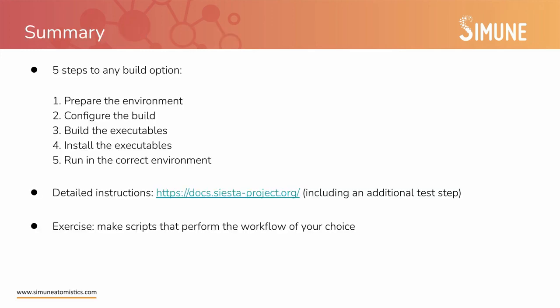To summarize, whatever option you choose to build SIESTA, you will have to follow 5 steps: prepare the environment, configure the build, build the executables, install them, and then run them in the correct environment. Detailed instructions are available on the SIESTA website, and they include additional steps like testing before installing the executables. If you want to do an exercise, you can try this process and then make scripts that perform the workflows that you have chosen.